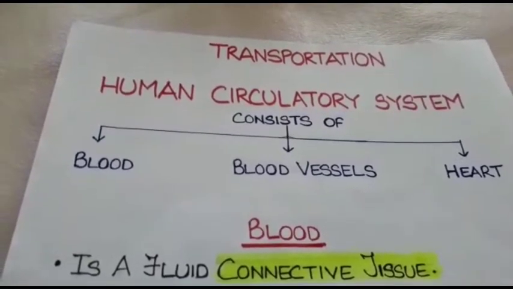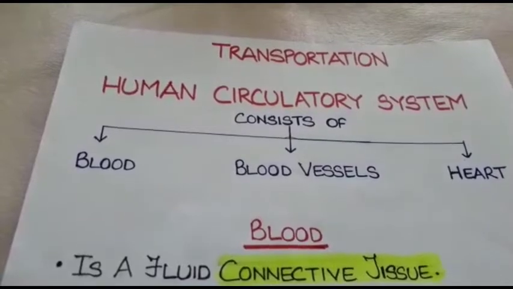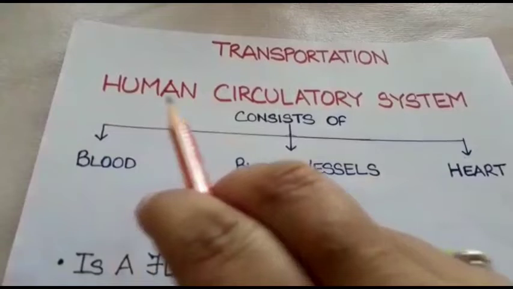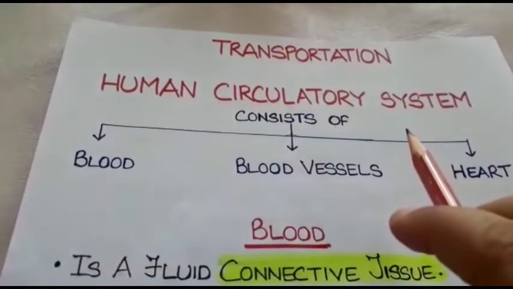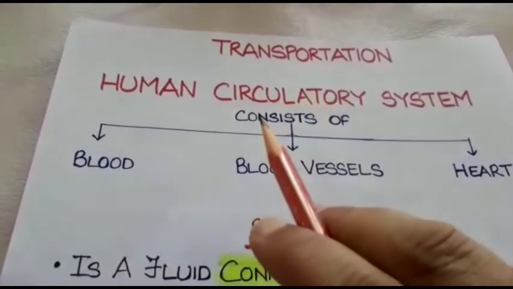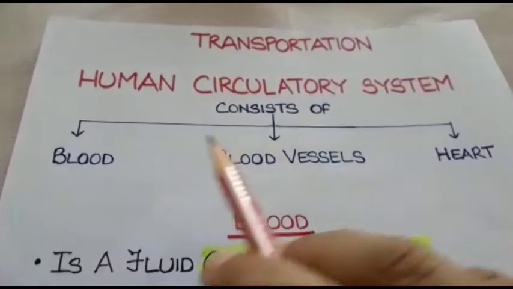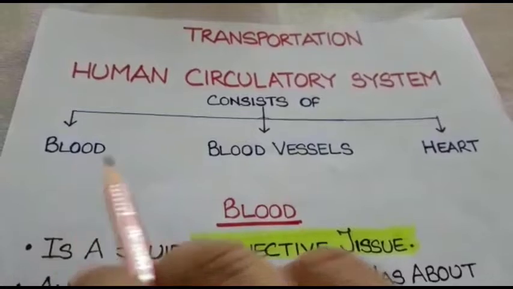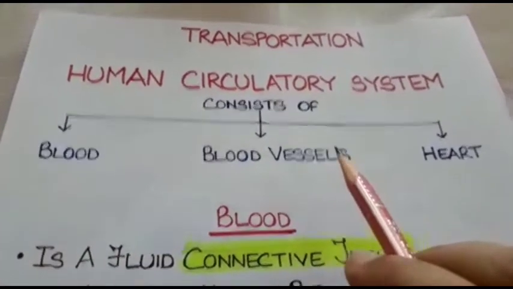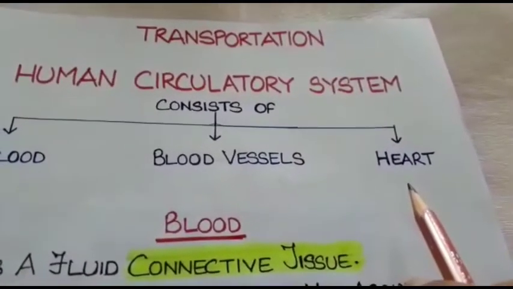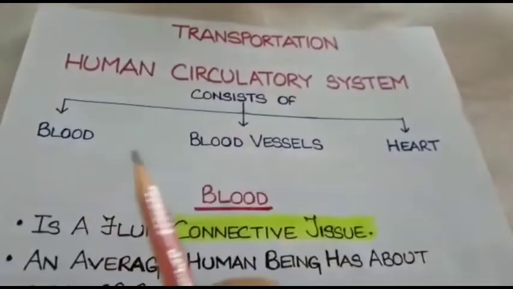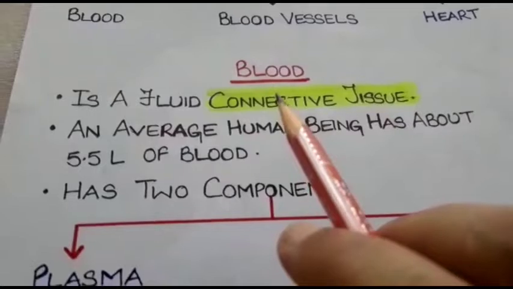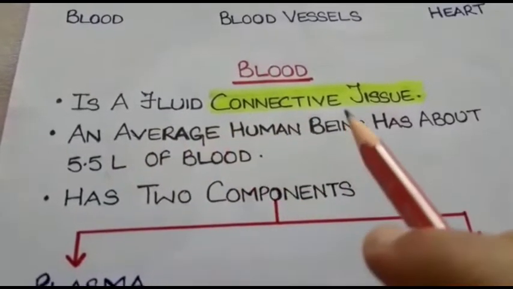In today's video, we will discuss transportation in animals and specifically human circulatory system. Students, human circulatory system consists of three parts: the blood, vessels and the heart. Let us discuss these components one by one. First, blood. Blood is a fluid connective tissue.